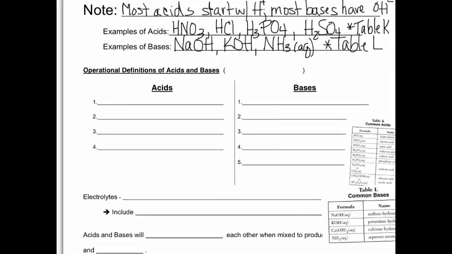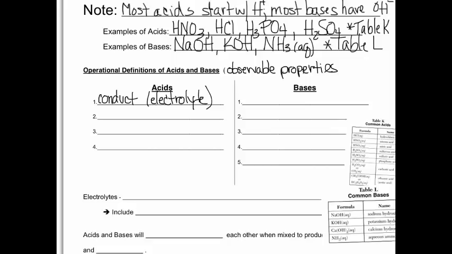All right, an operational definition is one that includes the observable properties, so things that you can actually see. So some things we know about acids. We know that they conduct electricity when dissolved in water, and we call that an electrolyte, if you remember when we talked about that in bonding. They react with most metals. When we test them against litmus, it turns litmus red.